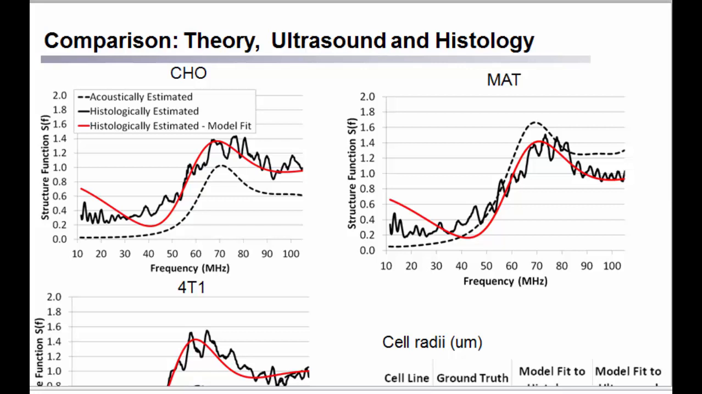Finally, we also compared the cell radii. We looked at the ground truth cell radius, and we also fit the structure function estimated from histology to a model, and we fit the model to the ultrasound result. As you can see, the ground truth cell radius is similar to the model fit, both to histology and to ultrasound for 3 cell lines.